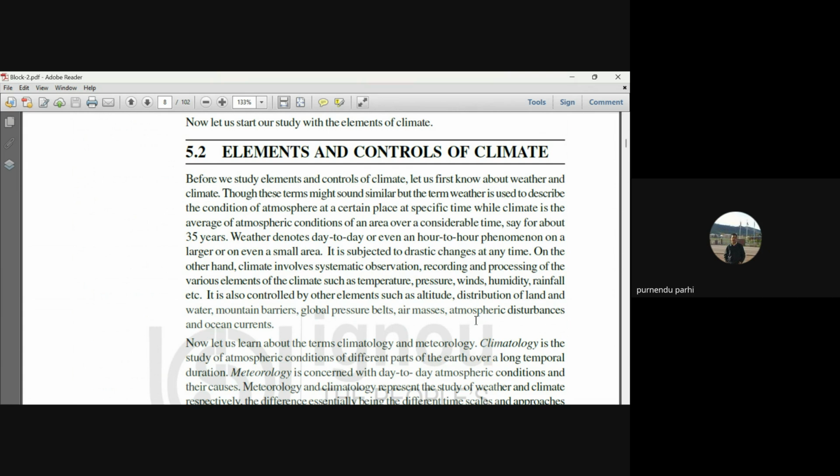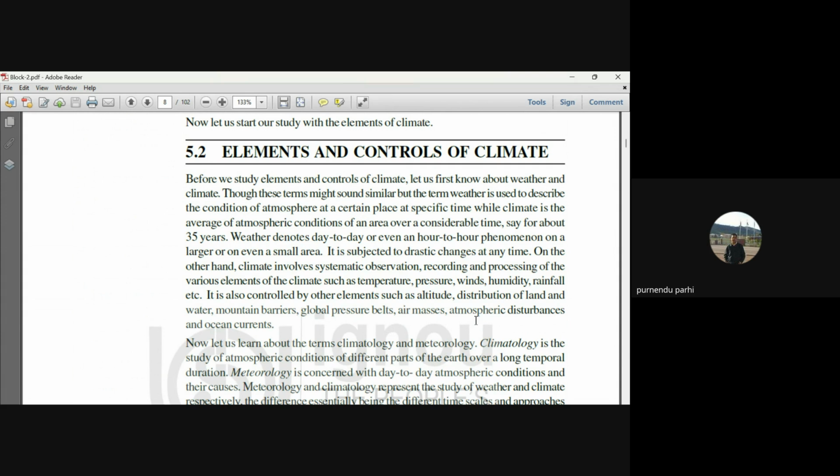On the other hand, climate involves systematic observation, recording, and processing of the various elements of the climate, such as temperature, pressure, wind, humidity, rainfall, etc. It is also controlled by other factors such as altitude, distribution of land and water, mountain barriers, global pressure belts, air masses, atmospheric disturbances, and ocean currents.